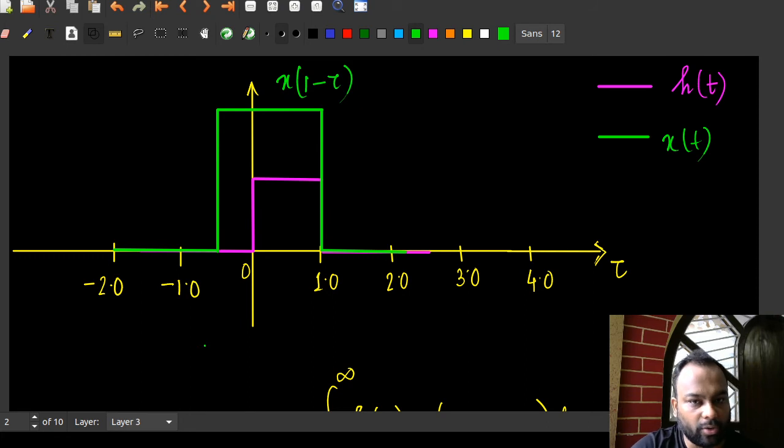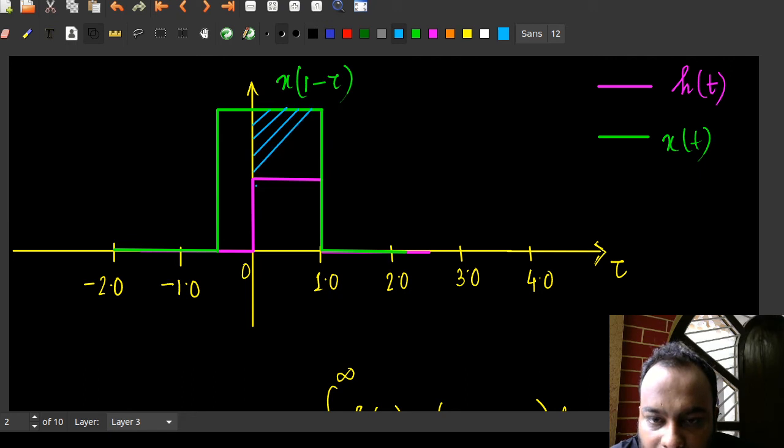And now we are trying to calculate the overlapping area, the overlap of the product. When tau is before 0, for example, the product is 0 here. After tau equal to 1, the product is once again 0. But between 0 and 1, the product is not 0, and this is the representative of the product area. Multiply these two signals, where this has the value of 1 and this has the value of 2. So that will be the product.